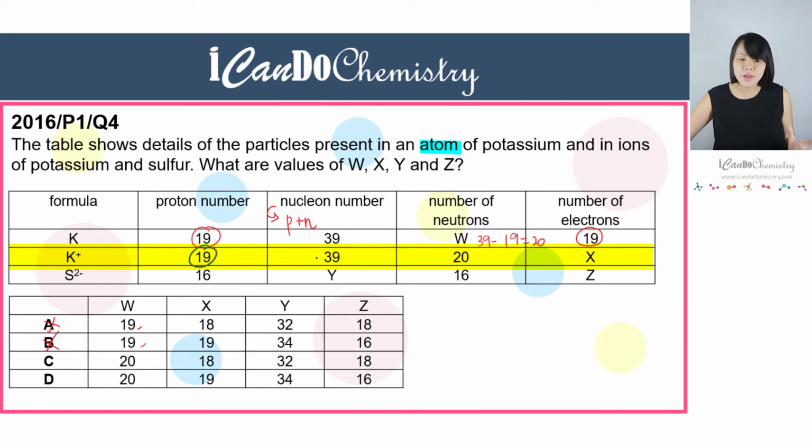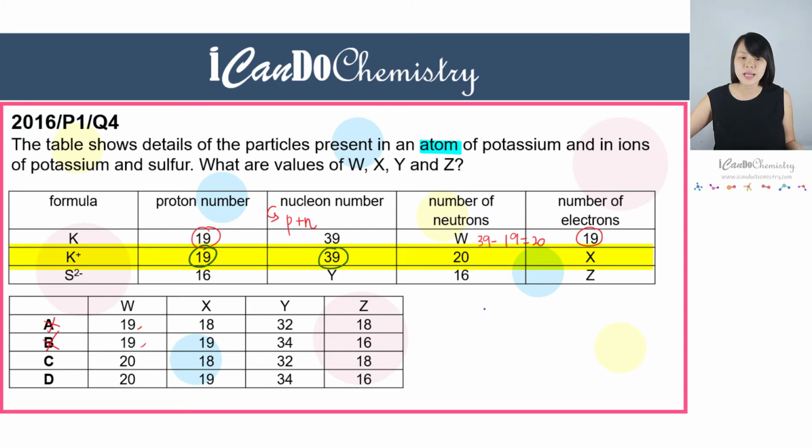The nuclear number remains because when an ion is formed, there is only either gain or loss of electrons. The number of neutrons does not change, the number of protons does not change, so the nuclear number should remain the same. Now, the number of neutrons should be the same as the atom. Again, as mentioned, protons and neutrons are not affected when ions are formed. Only the number of electrons changes. Hence, the number of neutrons should remain the same as the potassium atom, which is 20, which is what we worked out just now. Now we are at X, which is the number of electrons.